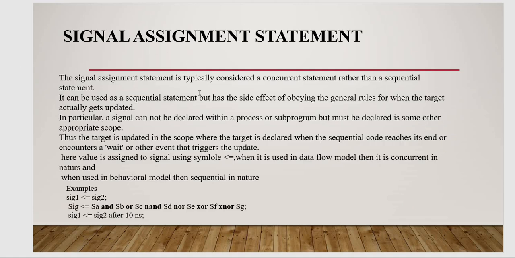So the first one is the signal assignment statement. A signal assignment statement is typically considered a concurrent statement rather than a sequential statement. It can be used as a sequential statement but has the side effect of obeying the general rules for when the target actually gets updated. In particular, a signal cannot be declared within a process or subprogram but must be declared in some other appropriate scope. Thus, the target is updated in the scope where it is declared when the sequential code reaches its end or encounters a wait or other event that triggers the update.